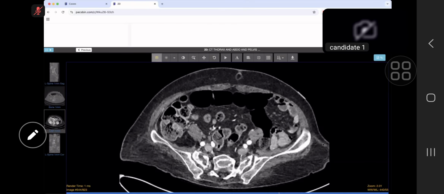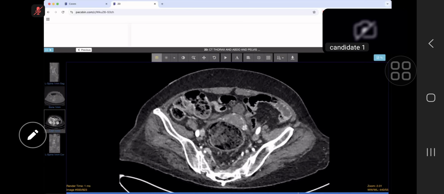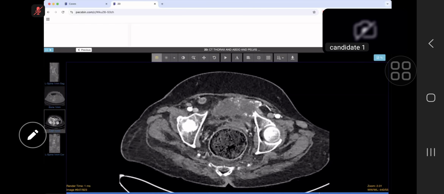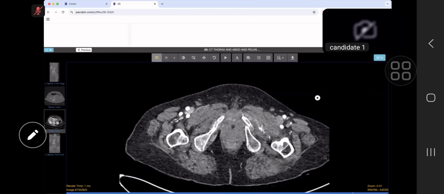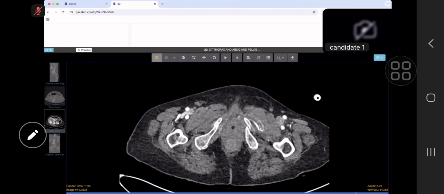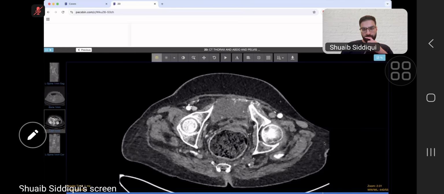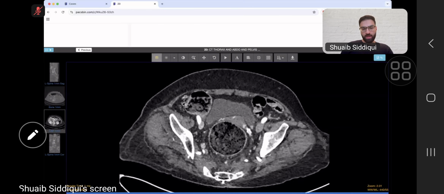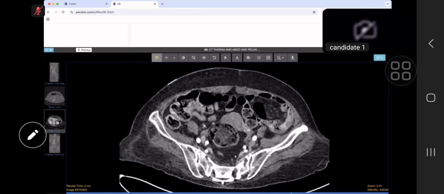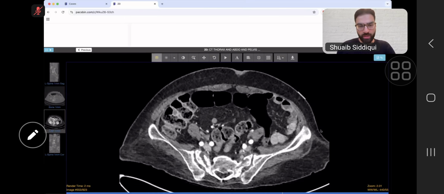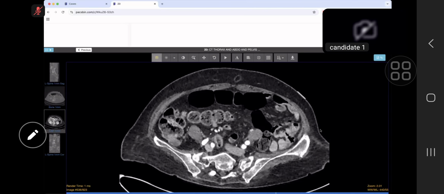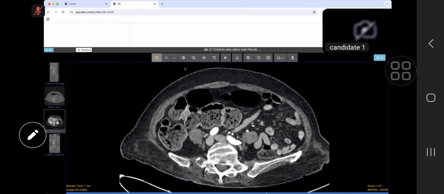Okay, I can see there is also involvement of the right iliac sacrum as well, with associated soft tissue. You can ask me to do whatever you wish. If you want me to change the window or look for another view, tell me. If I can see in the bone window, that will be easier.